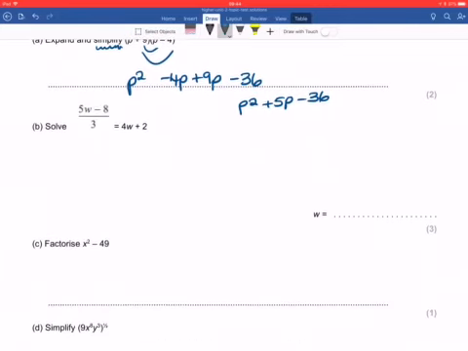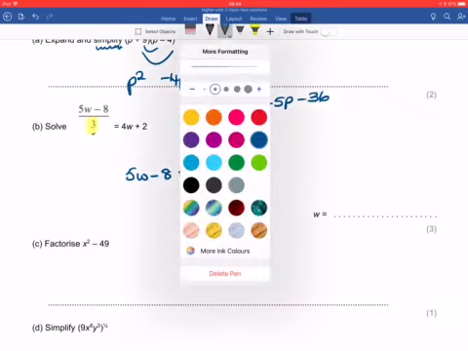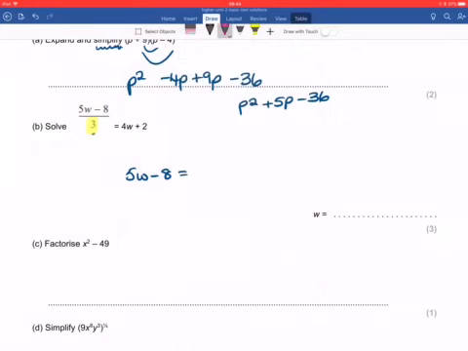Okay, next question, solve. Now, the first thing I don't like about this is that I've got a 3 on the bottom, so it's 5w minus 8, all divided by 3, equals 4w plus 2. So what I want to do is undo that divide by 3. I can rewrite this as 5w minus 8 equals, if I times this side by 3, all of this by 3, it will cancel that 3 out on the bottom. But I've got to multiply all the other side by 3. So I get equals 3 times 4w plus 2. And now expand that bracket.